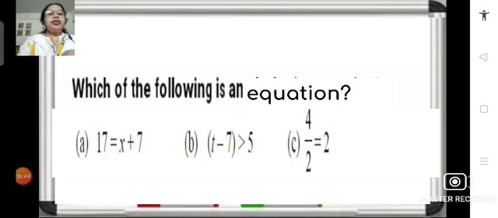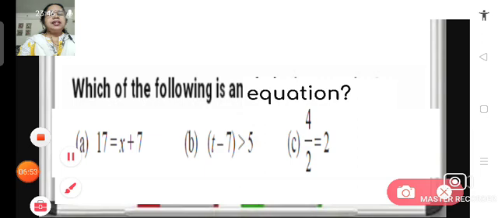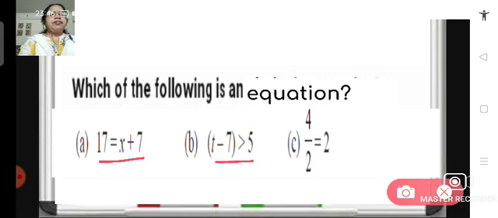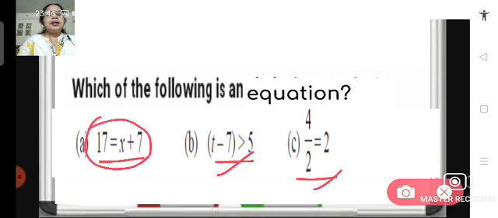Which of the following is an equation? So which of these is an equation? A is an equation. We have 17 is equal to x plus 7. B is t minus 7 greater than 5. And C is 4 upon 2 is equal to 2. So the others are not equations because we don't have an is equal to sign. Here we have an is equal to sign, but there is no variable. Only numbers are there. It is a numerical equation. So A is our answer. A is the answer to this question.